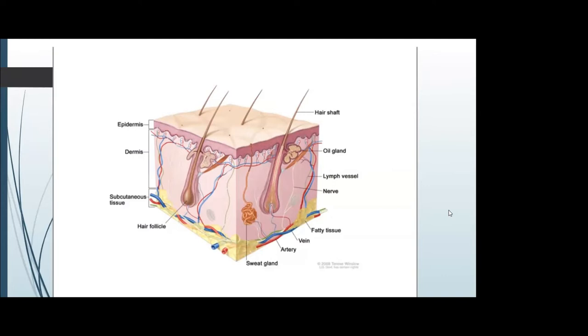Okay, the subcutaneous tissue is the lowermost area, and it's also called the fat layer. It's mainly responsible for insulation, temperature regulation, and trying to shock-absorb stress factors that appear on the skin. Next slide.